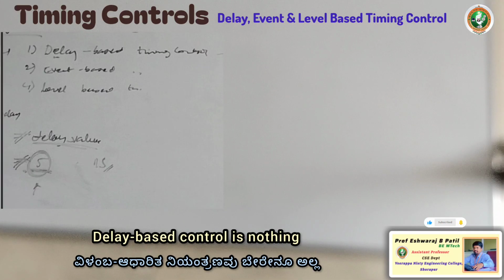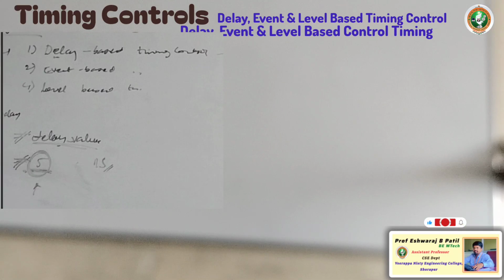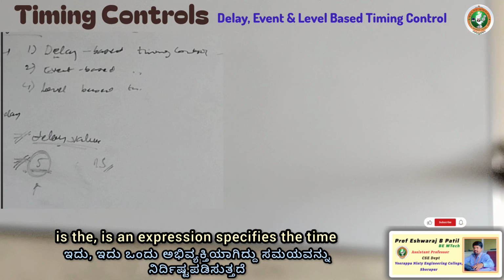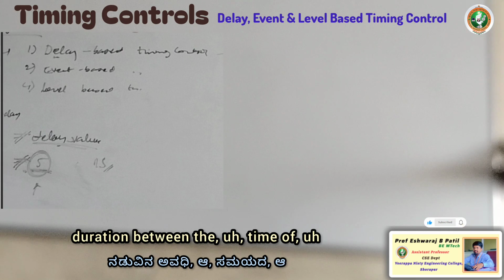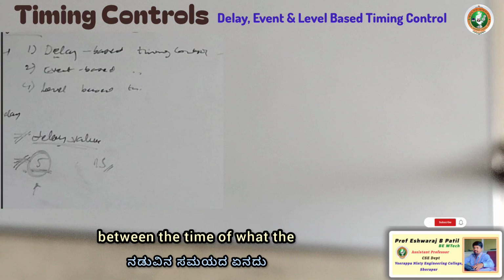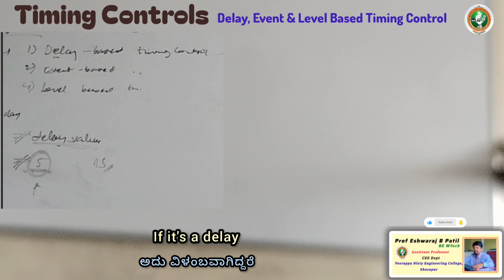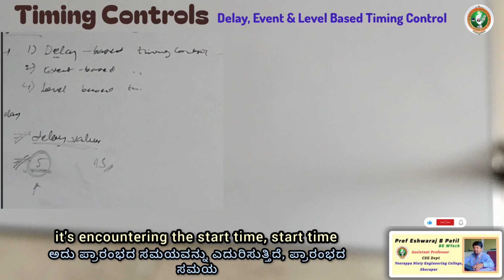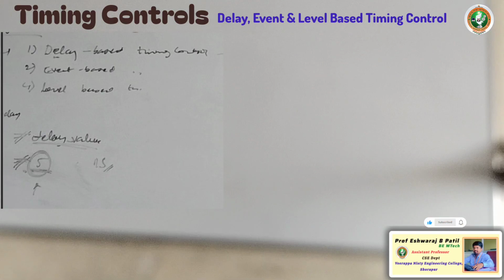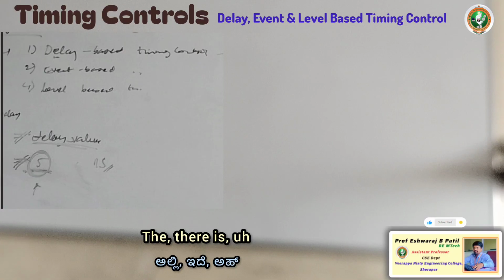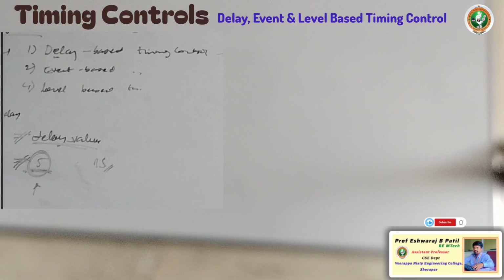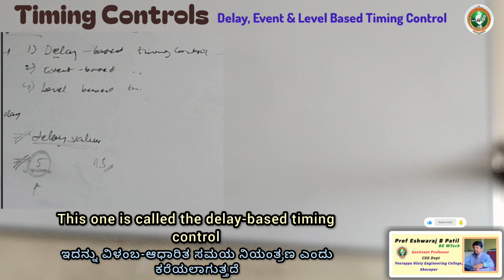Delay based control is a timing control expression that specifies the time duration between the time of encounter, which is the start time, and the execution time, the complete execution. There is some period of time delay there. This is called delay based timing control.